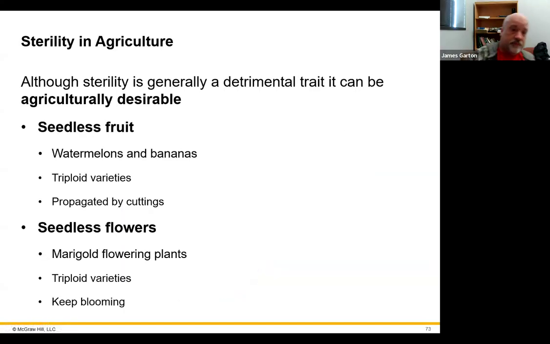Now, sometimes that sterility is desirable. We have made seedless fruit. For example, watermelons and bananas and grapes are triploid or something. They cannot reproduce on their own, and so humans have to make those things reproduce. Some flowers are seedless, and we view that as a good thing.